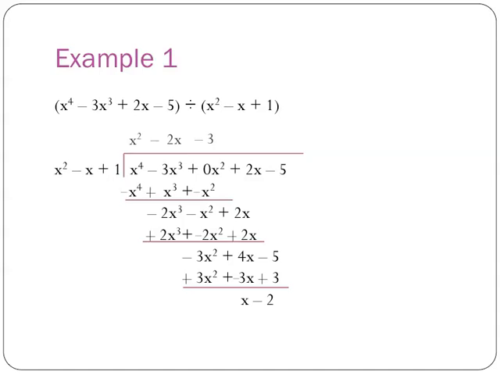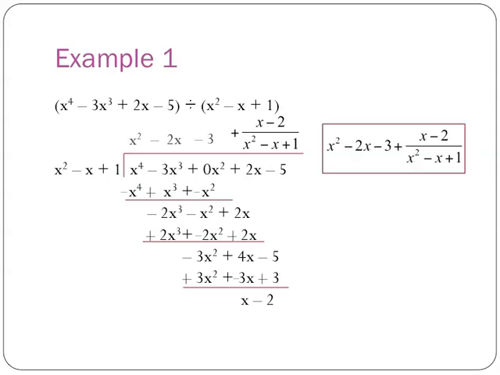There's nothing else left to bring down, and you'll notice that the degree here, x to the first, is smaller than the degree of the divisor, which is x squared. So our quotient is x squared minus 2x minus 3. And then for this remainder, we're going to put that over the divisor. So plus x minus 2 over x squared minus x plus 1. And that is our answer.